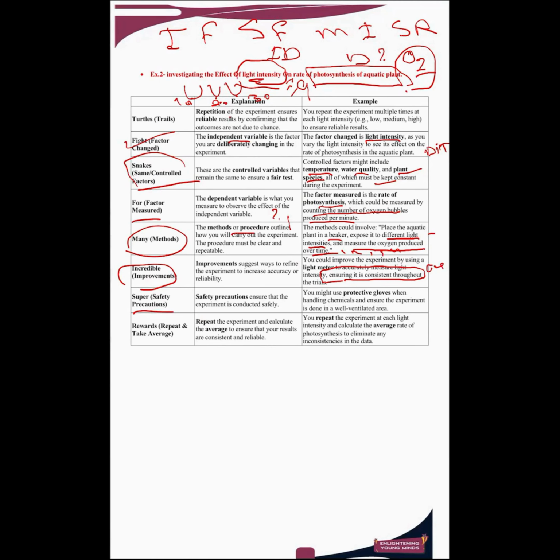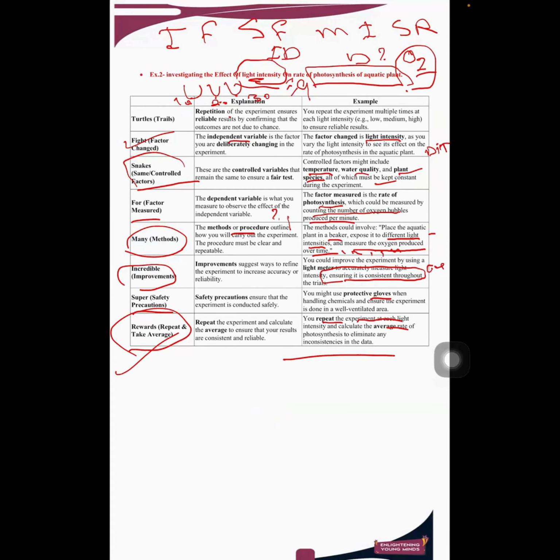Safety. Anything you add: wear gloves, goggles, lab coat, take care from stains, light, heat of the lamp. A sentence that you add and you get a mark. You repeat the experiment, take your readings, get your mean. That's it. So whenever an investigation question comes, you mention what? Turtles fight snakes for many credible super rewards, and you will get the marks that you need.